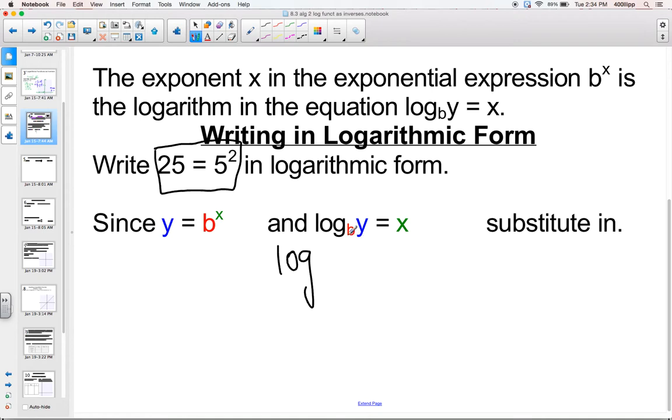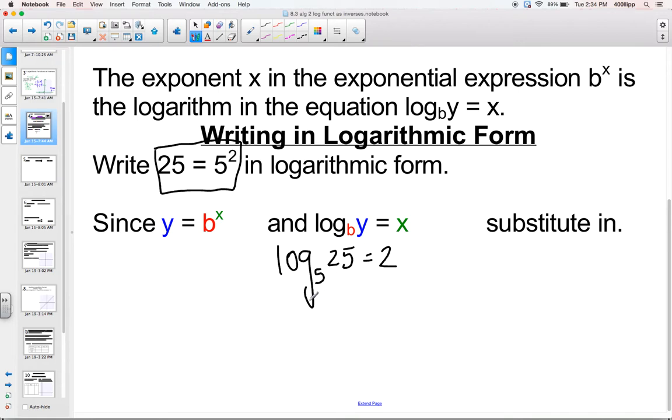Okay, now I'm going to look at my base b. My base b here is a 5, so you write that as a subscript for your base of y. Your y here is 25, and it's equal to x, which is your exponent here, and the exponent is a 2. And that's writing in logarithmic form.